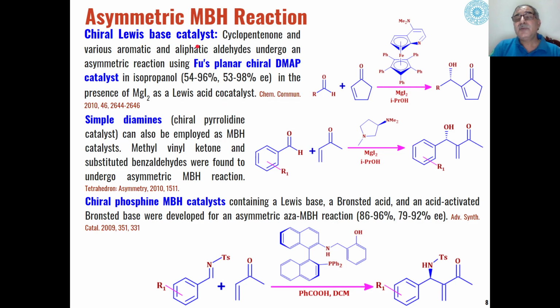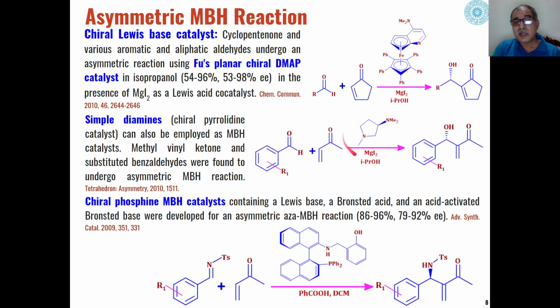Then chiral Lewis acid based catalyst, a few more examples. When cyclopentanone reacts with aldehydes with this type of catalyst, a planar chiral DMAP catalyst, this is the ferrocene part, and all the hydrogens of this cyclopentadiene are replaced by phenyl groups. So this is called a planar chiral DMAP catalyst. This part is DMAP. So this acts as an asymmetric chiral catalyst in the presence of magnesium iodide. This will give us asymmetric MBH products. And here the MgI2 will act as a co-catalyst because this is a Lewis acid.